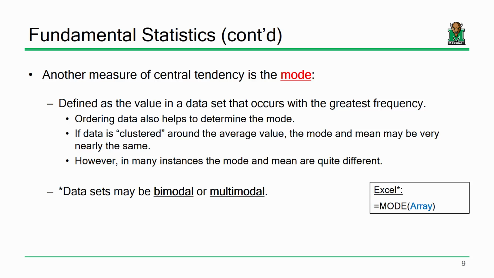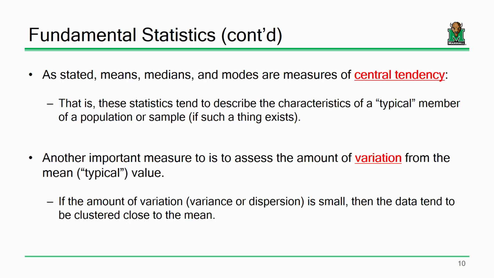Now, in Excel, you can calculate the mode. It's pretty simple, just the mode of a given range of cells. The only thing I'll point out is that it's very possible for a given group of data to be bimodal or multimodal. For instance, if I'm looking at exam averages and half the room got 100s and half the room got 70s, the mode is both 100 and 70. So just be a little careful when you're using mode in Excel. Okay, so far so good?